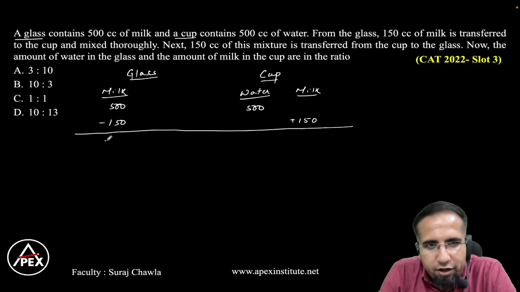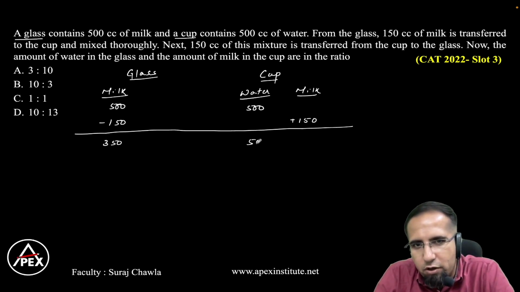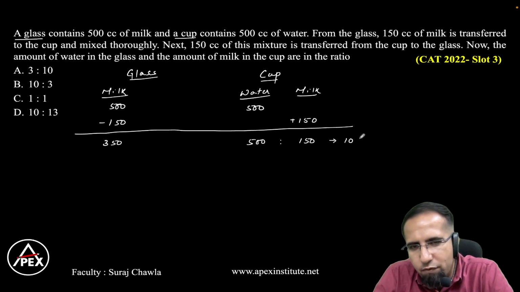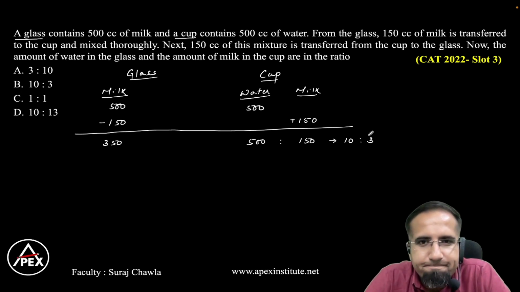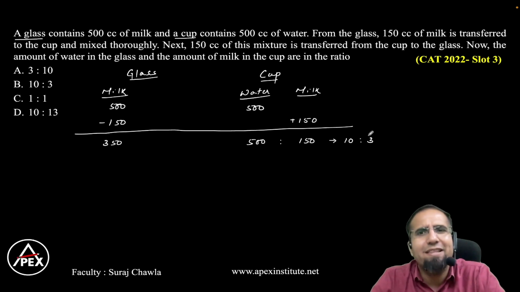So now the quantity of milk here is only 350, whereas the quantity of water here is 500 and the quantity of milk here is 150, which means I'm mixing them in the ratio of 10:3. Clear? Because the 0s get cancelled, 5 tens are 50, 5 threes are 15. Now why did I write the ratio?